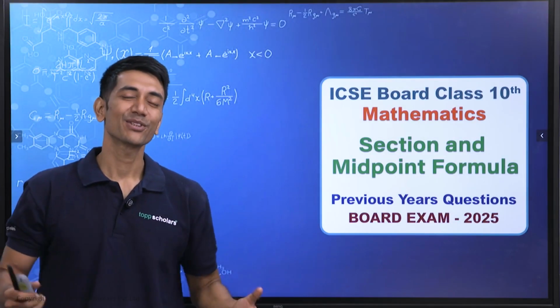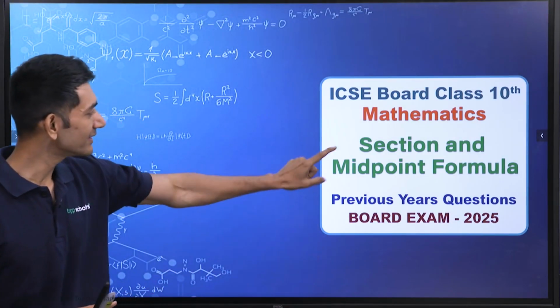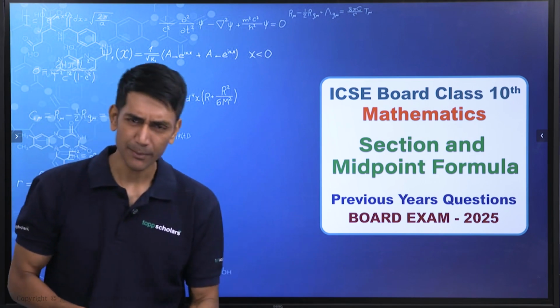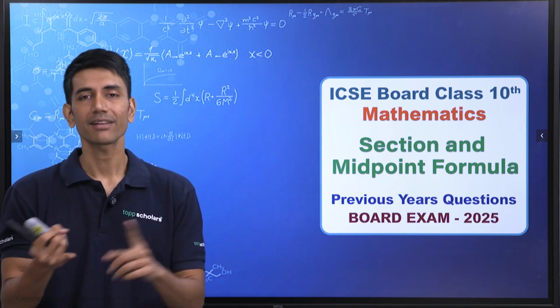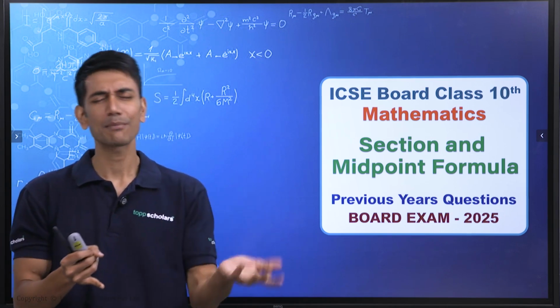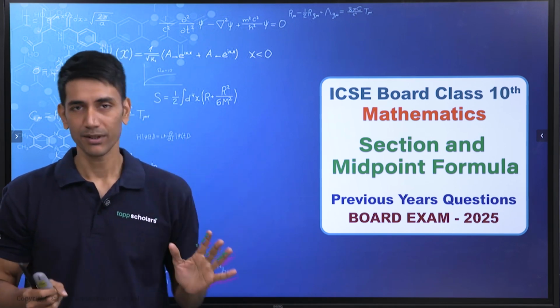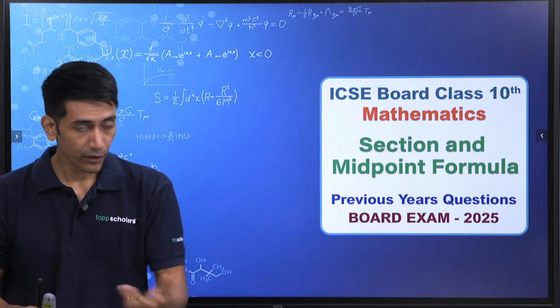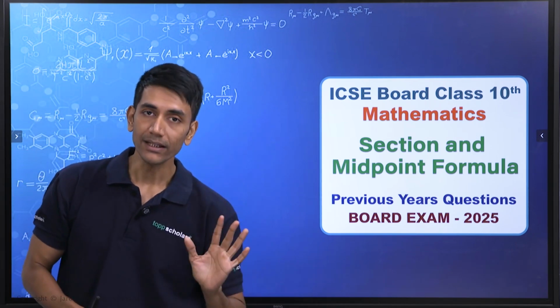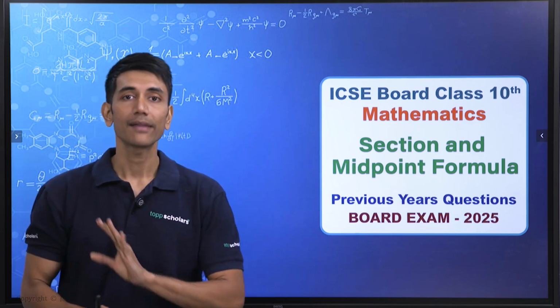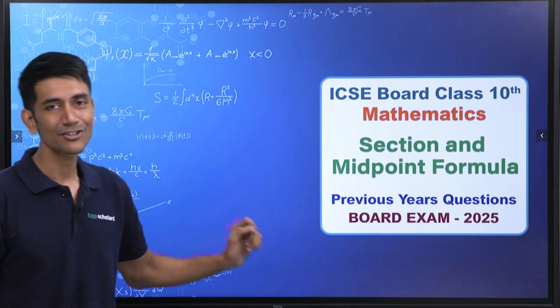Hey everyone, and welcome to this ICSE board session on section and midpoint formula, a very simple chapter. Basically all you need to know is the section formula for internal division, that is (mx2 + nx1)/(m + n), (my2 + ny1)/(m + n). The two formulas we should be aware of. Not only that, we should also know the equation of a line and how to find the equation of a line. That's it. So let us begin with this chapter straight away.